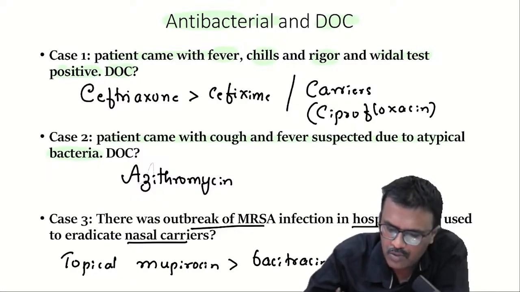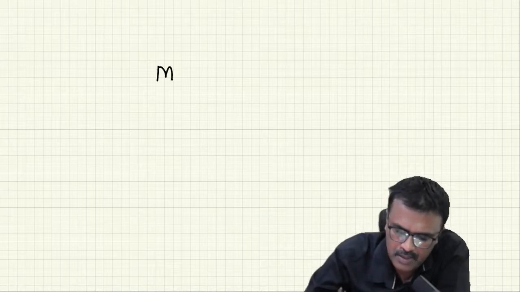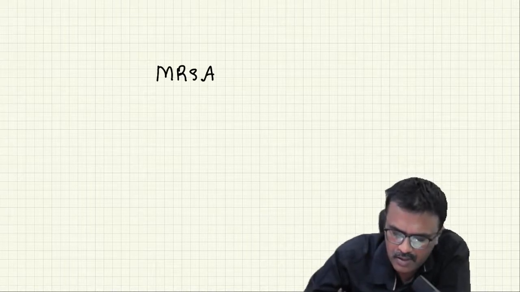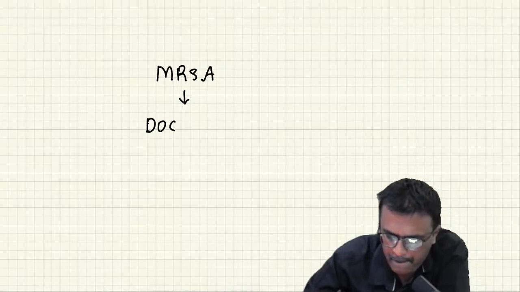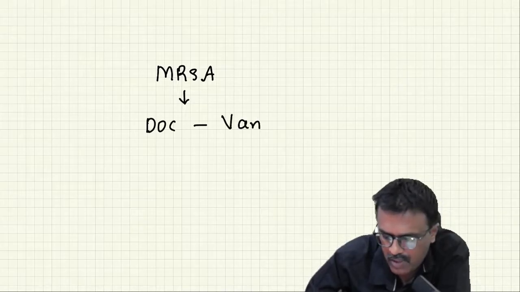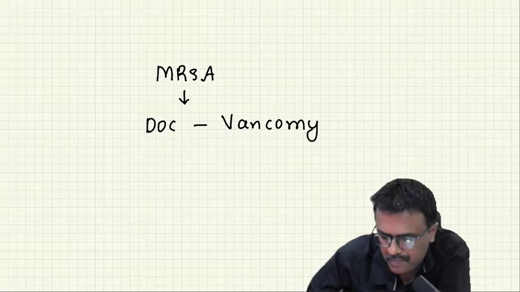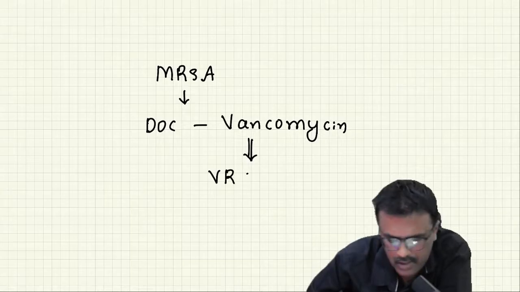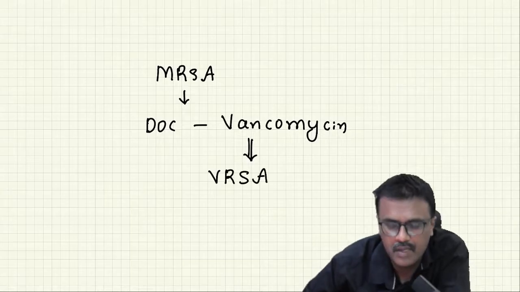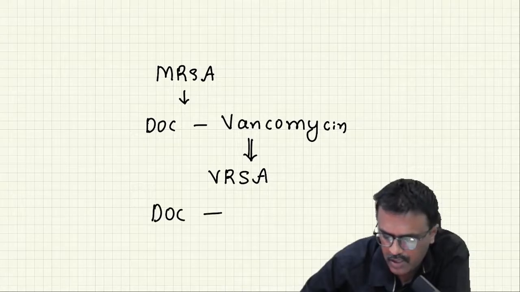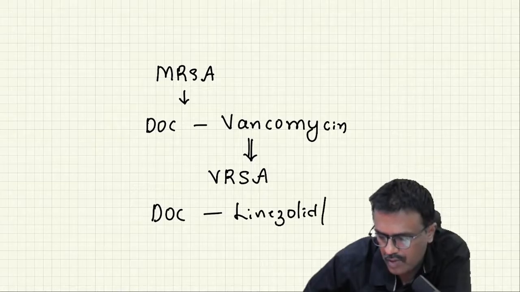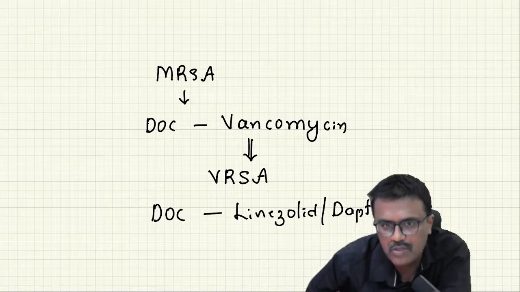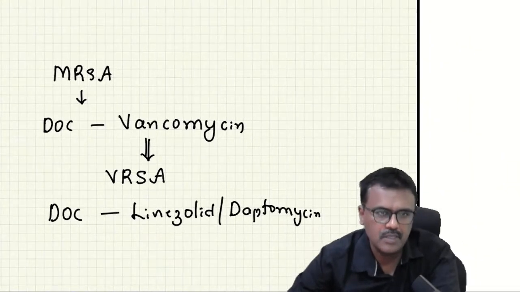Now the question is, how do you manage MRSA? Methicillin resistant Staph aureus. The drug of choice will be vancomycin. But certain times it will also become resistant, that is called VRSA. VRSA, the drug of choice, either you can give linezolid or you can give daptomycin. So any of these two can be used. This is how we manage MRSA.